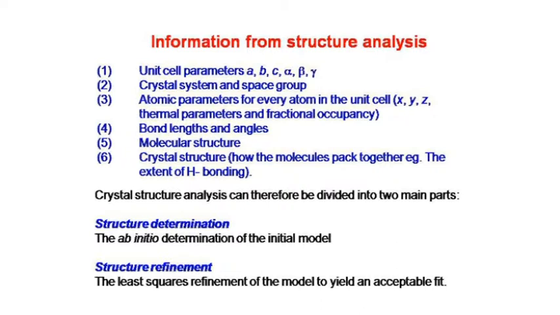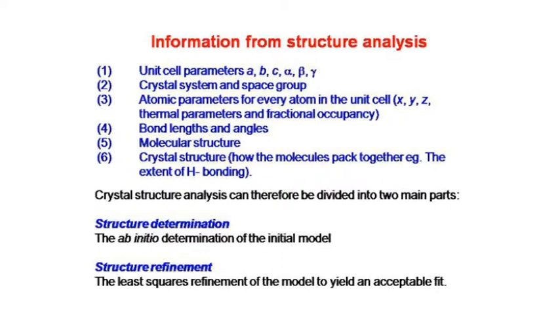Bond lengths and angles, very important for most of us. If it's a molecular system, then you'll have a molecular structure. And then the crystal structure, as distinguished from the molecular structure, is how the molecules pack together in the crystal. So, for example, the extent of hydrogen bonding is part of the crystal structure, not part of the molecular structure.